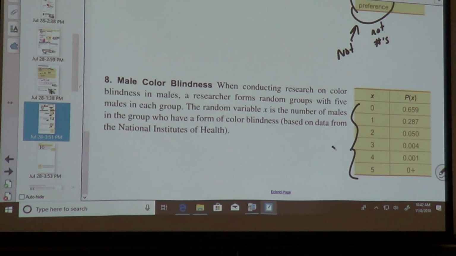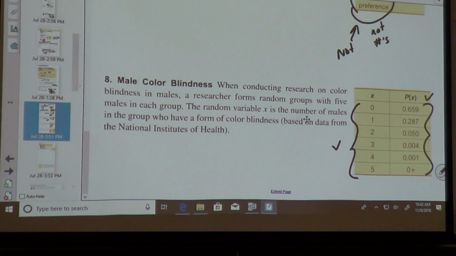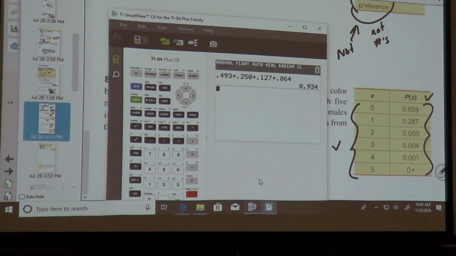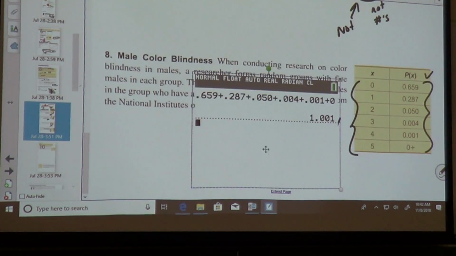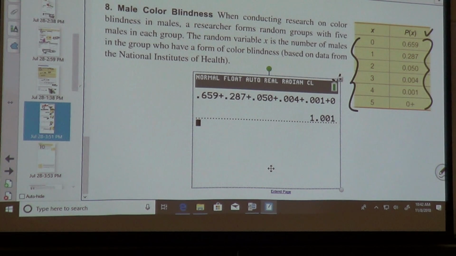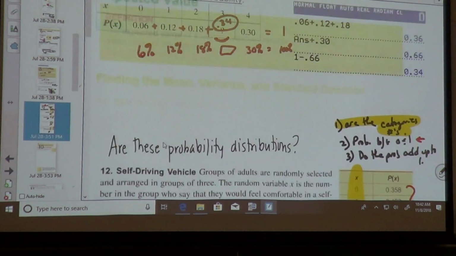Okay, these are numbers. These are between 0 and 1. So when I go to add them up, 0.659, 0.287, 0.050, 0.004, 0.001, and 0. Is this a probability distribution? I don't know. I think yes, because rounding caused it to be a little bit off. So I would say yes, that is a probability distribution. And my MyMathLab will say yes? Yes.